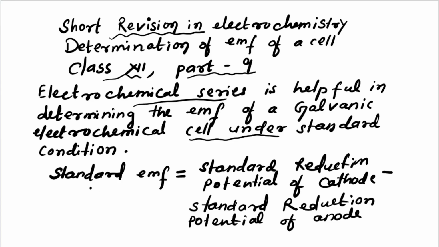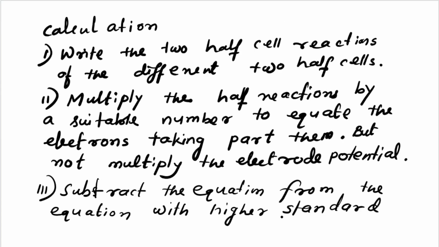Then how can you calculate standard EMF? Standard EMF means standard reduction potential of cathode minus standard reduction potential of anode. What is the meaning? That means the cathode value is higher than the anode value, and the standard EMF should be positive. That means standard reduction potential of cathode minus standard reduction potential of anode.